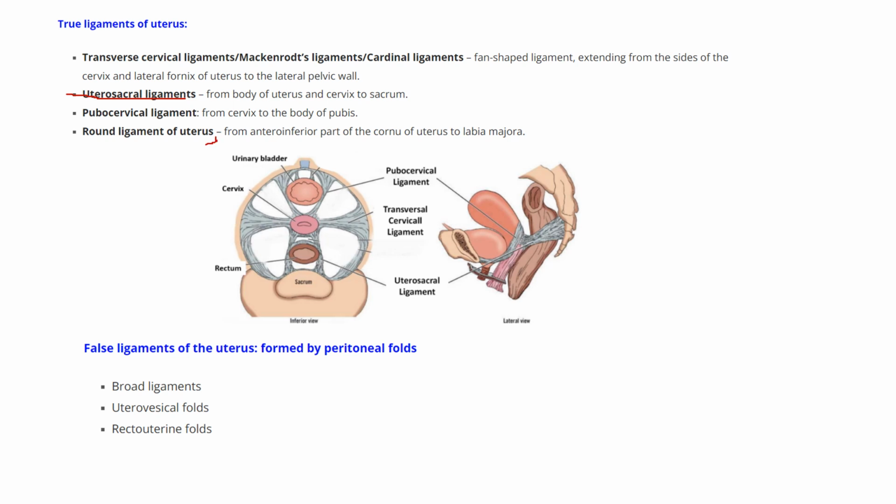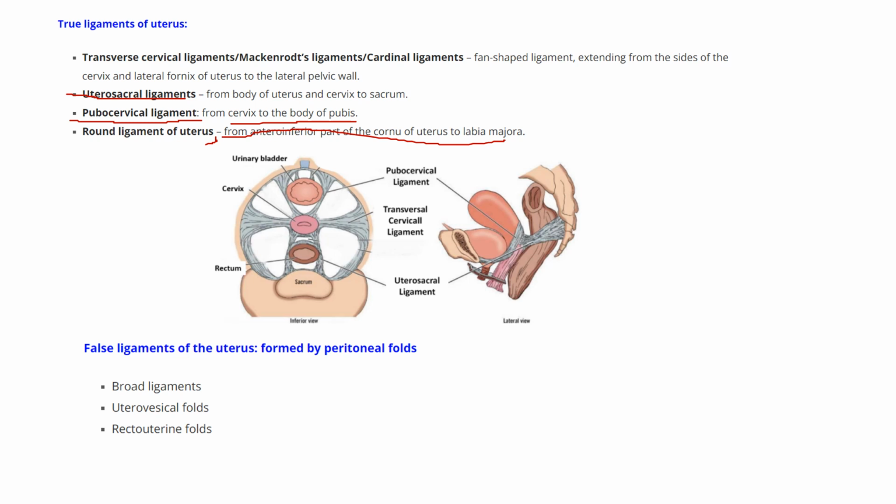And the pubocervical. Now can you guess the attachment of the pubocervical? Pubocervical means the pubic bone with the cervix. Simple as that. So you should guess the function of any organ depending on its name. Round ligament of the uterus goes from the anteroinferior part of the cornua of the uterus to the labia majora.